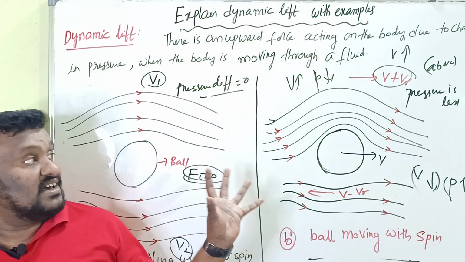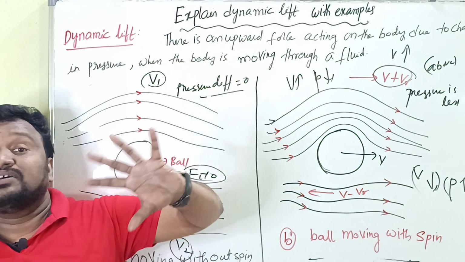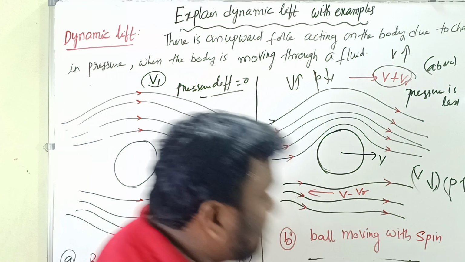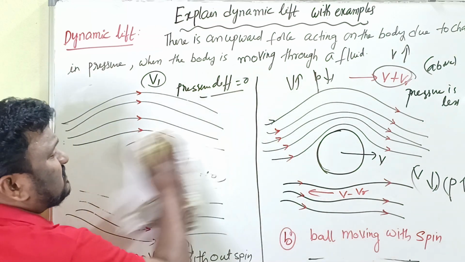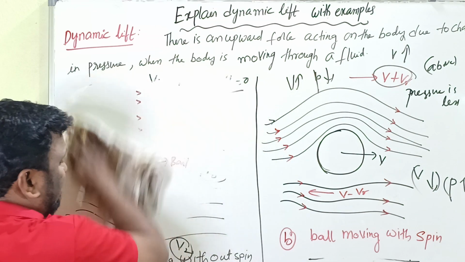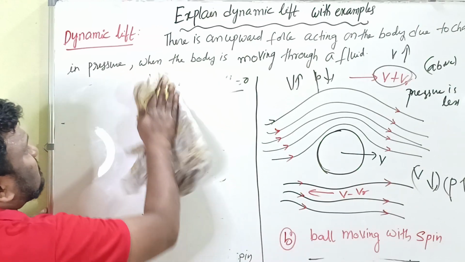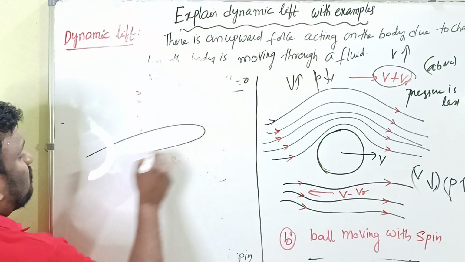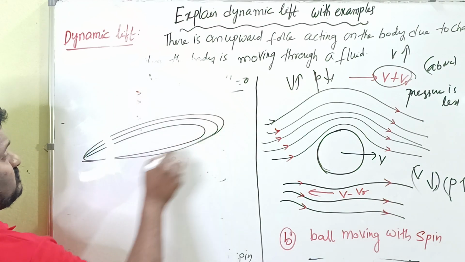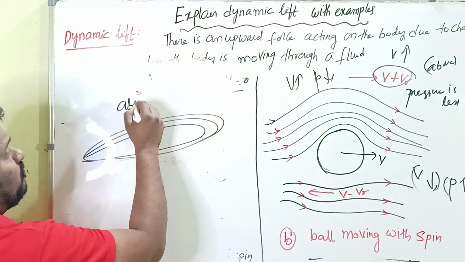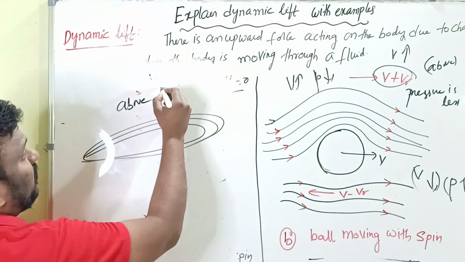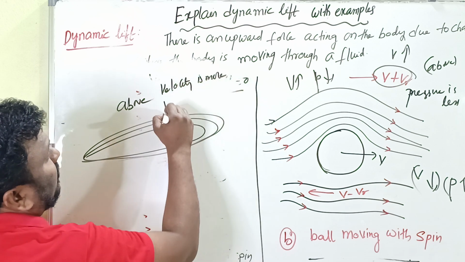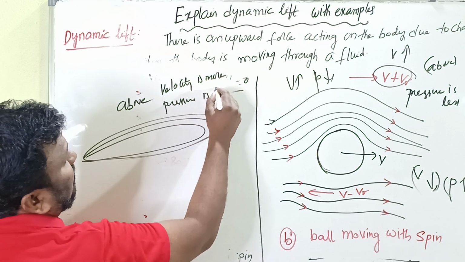So children, this is the dynamic lift and its example. The same thing is here. One more example is aeroplane wings. Aeroplane wings, same concept. For an aeroplane wing, it is like this. Clear? Again above the wing, what do you have? Velocity is more and pressure is less.